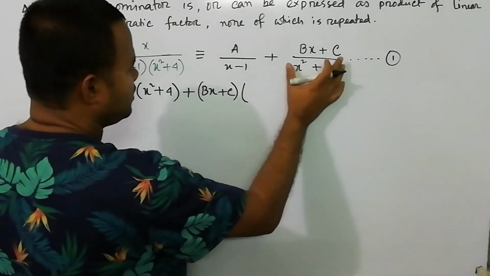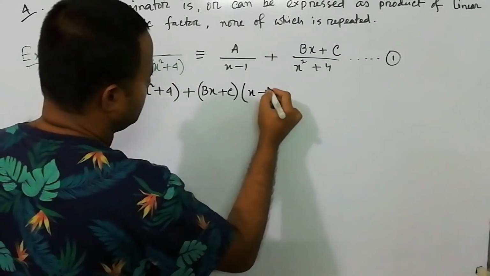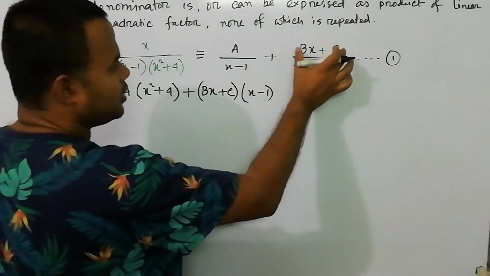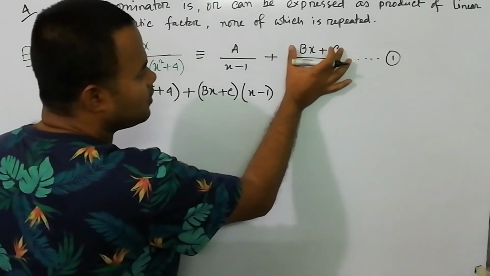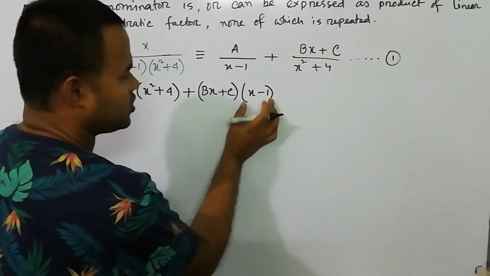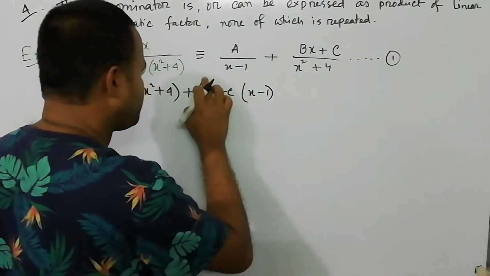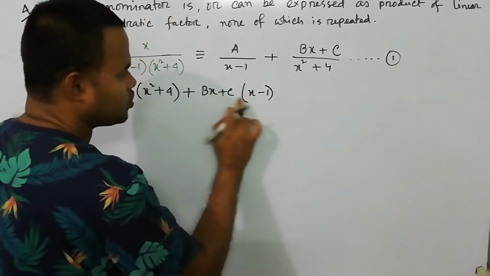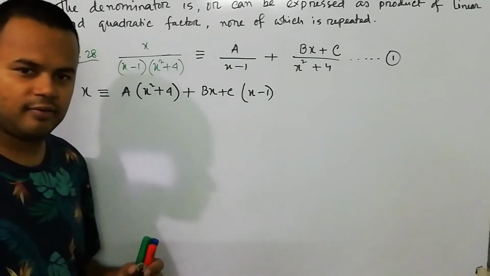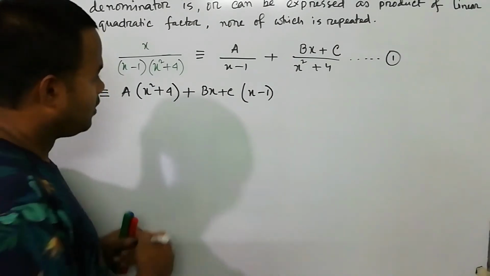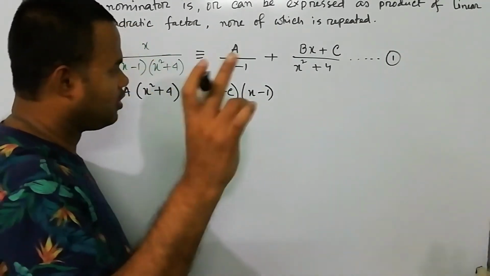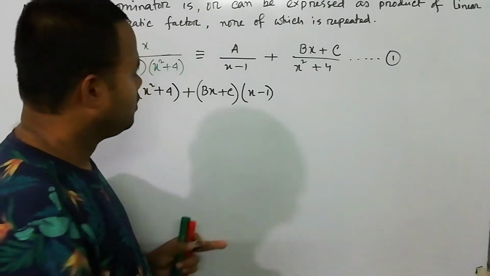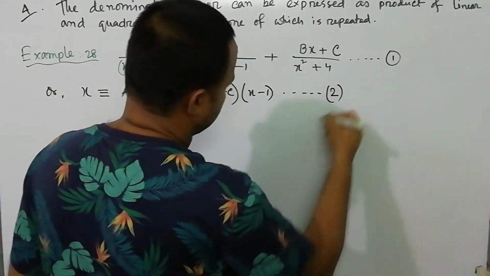Now if we multiply this fraction by this, then we will have x minus 1. You have to use a bracket here, because we are multiplying this numerator by x minus 1. If you don't use a bracket, it means you are multiplying x minus 1 only by c, so you will not get the expected result. So use a bracket here. Remember this, most students make a mistake here. This is equation number 2.